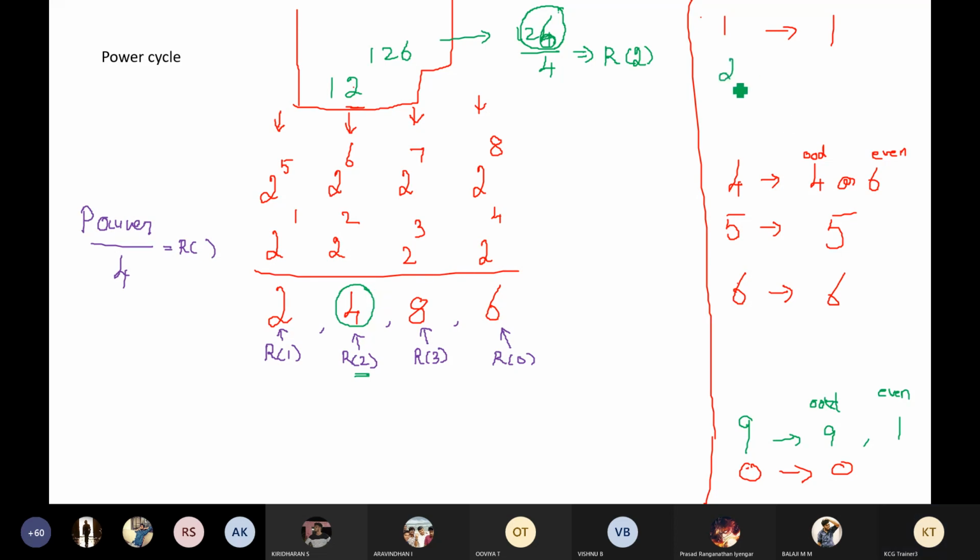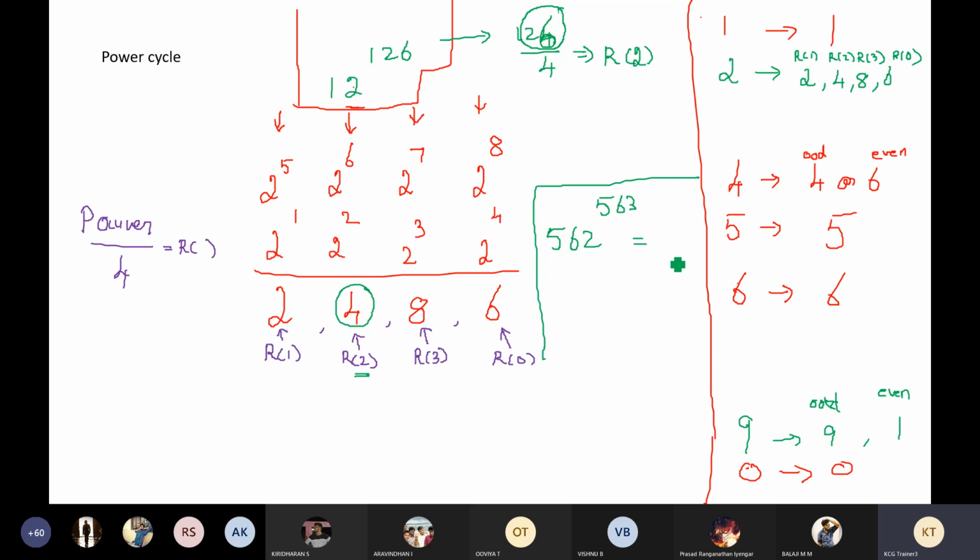Clear, people? So it would be either 2, 4, 8, or 6, for remainder 1, remainder 2, remainder 3, and remainder 0. Before we move on, I'm going to ask you a simple question from 2. 562 power 563. Can you tell me what the last digit is?